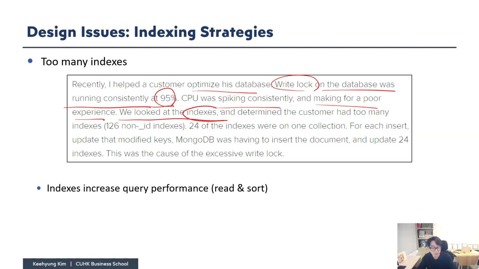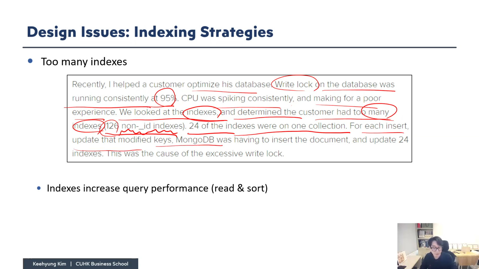We looked at the index and determined the customer had too many indexes. The customer had 126 non-ID indexes. Non-ID index means that in addition to those indexes made automatically, this customer made 126 customized indexes. And he also found that there are 24 indexes on one collection in MongoDB. So for each insert or update that modifies a key, MongoDB was having to insert the document and update the 24 indexes. And this was the cause of the excessive write lock.